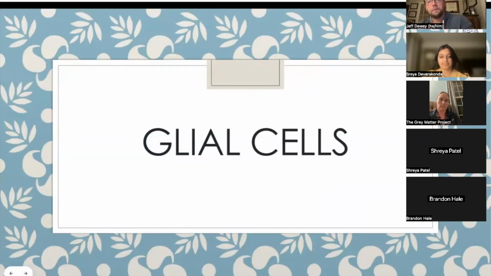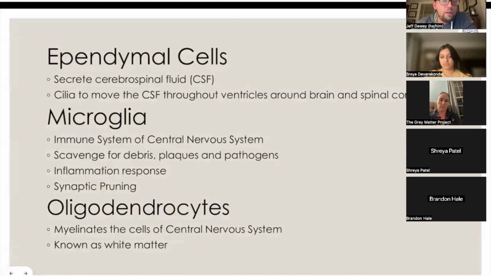And then we have to think about the support structures of the brain. So the glial cells are a really important one. There are multiple types. We're not going to go into too much detail, again, just in the interest of time, because I want to respect your attention spans. But needless to say, they each have their own functions.